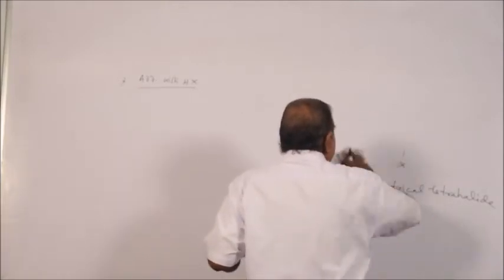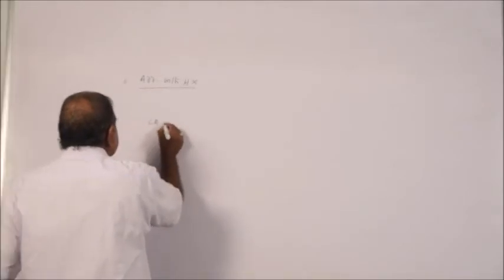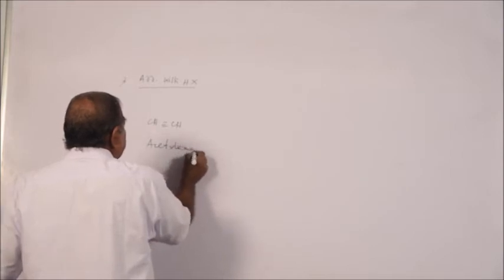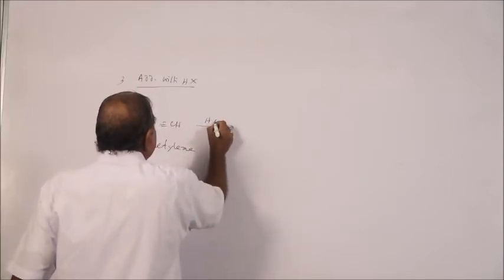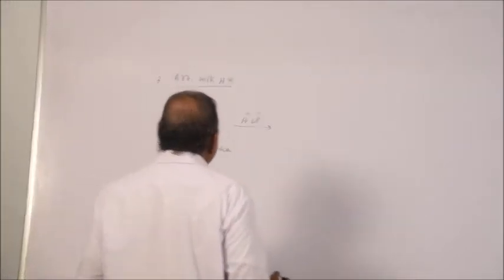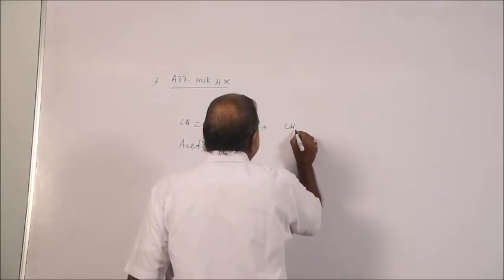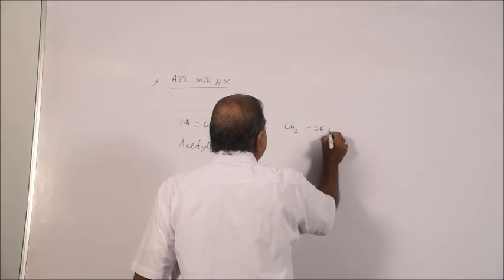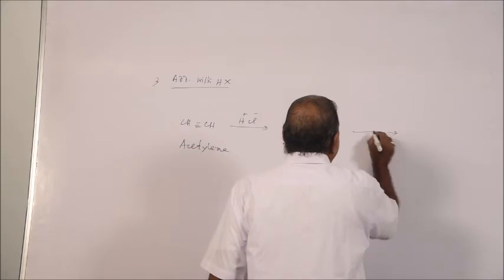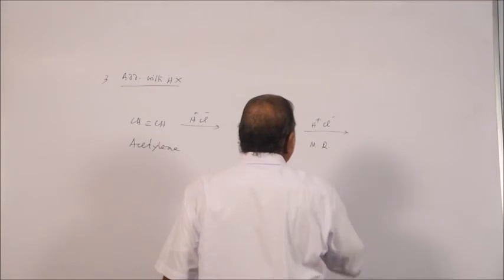Now, if I am taking a symmetrical molecule, say CH triple bond CH, acetylene, and treating it with hydrogen halide, H plus Cl minus, then in the first step, the molecule is symmetrical, so no Markovnikov's rule will be applied. So, you will get CH2 double bond CHCl. This is chloroethene, but after this step, if we are adding HCl, I am applying Markovnikov's rule.